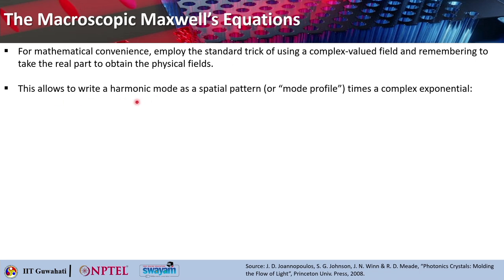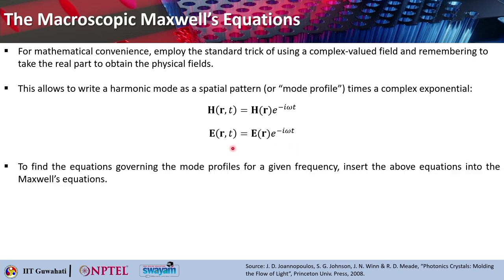And this will allow us to write the harmonic field as a spatial pattern, which is also known as the mode profile, times a complex exponential. So, mathematically that field can be written as this. H, which is a function of position and time, can be written as H(r), which only has spatial dependence, and then you have a time exponential, which is e to the power minus i omega t. Okay? So, this is the complex exponential. Similarly, the form for the magnetic field can also be written for the electric field, and you get this particular equation.